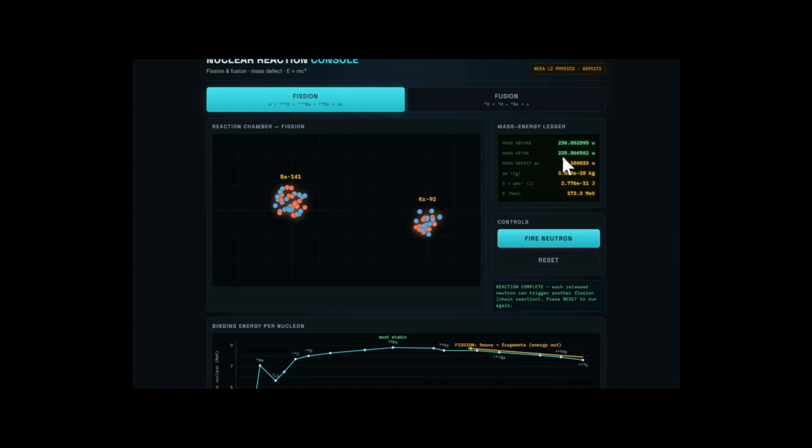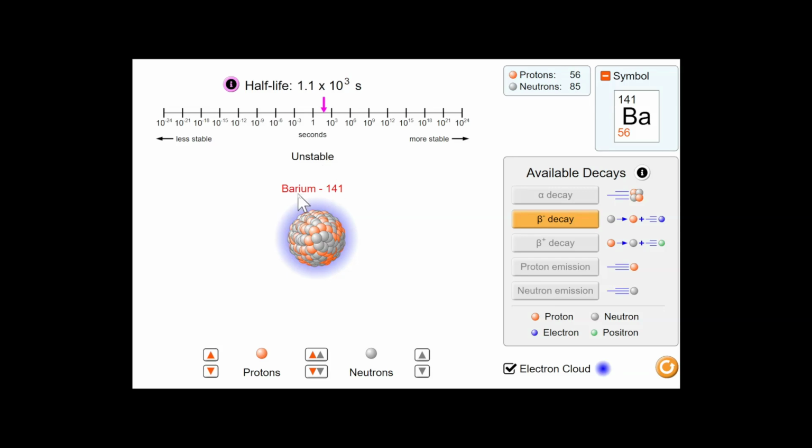The mass afterwards was 235.866. There is a mass difference of 0.18 atomic units, which is 3.09089 times 10 to the minus 28 kilograms. But remember, that's multiplied by the speed of light squared, so an enormous amount of energy is released. What does it split into? It's split into barium-141 and krypton-92. What's going to happen with these now? Well, let's look at barium-141.